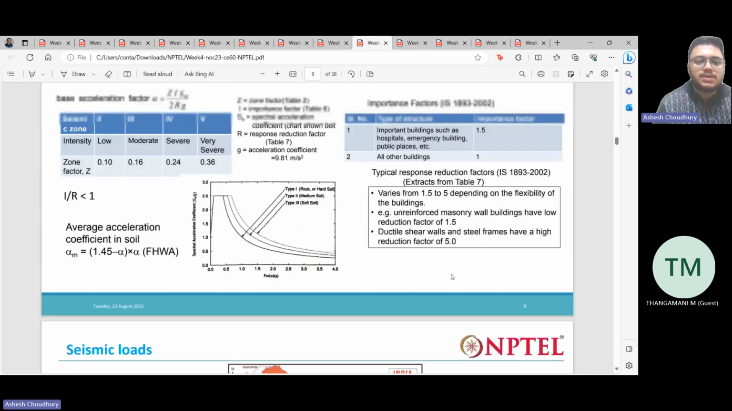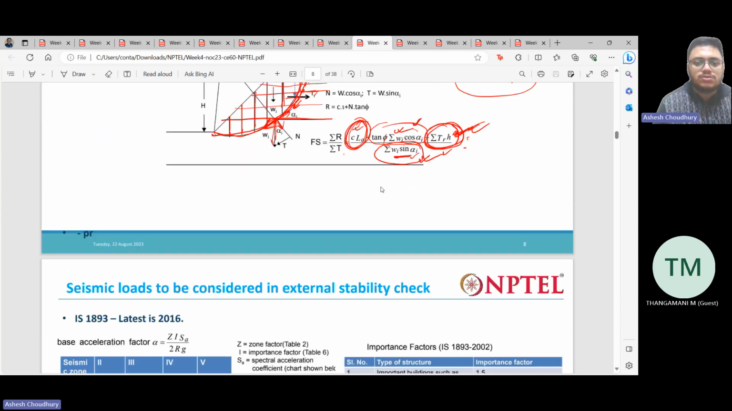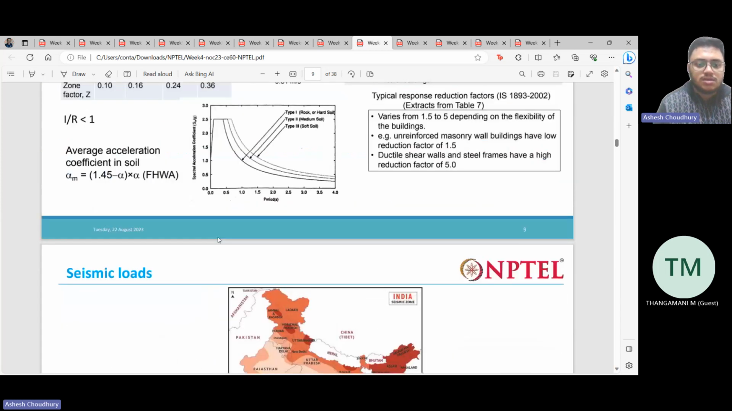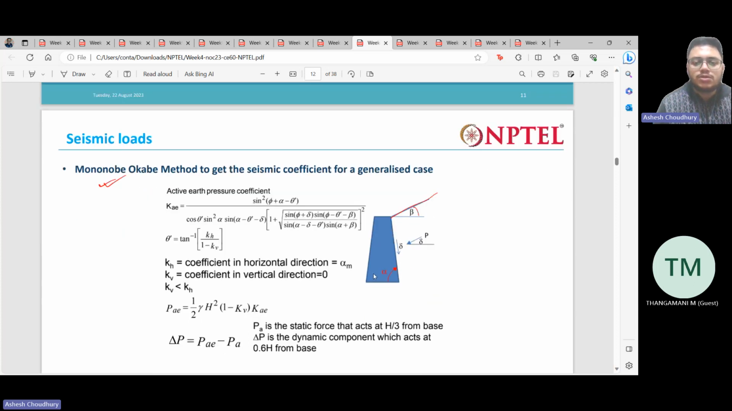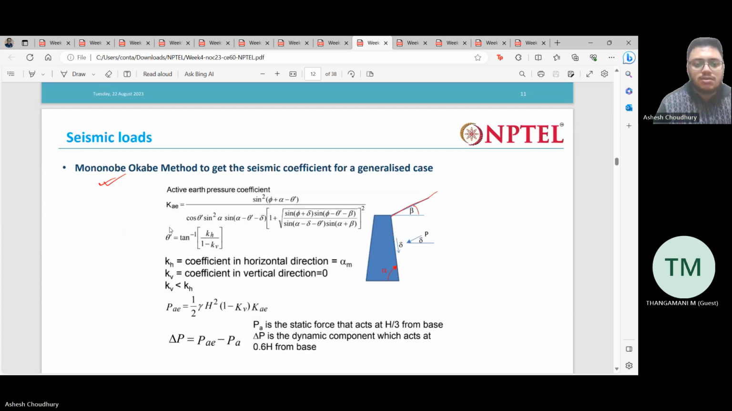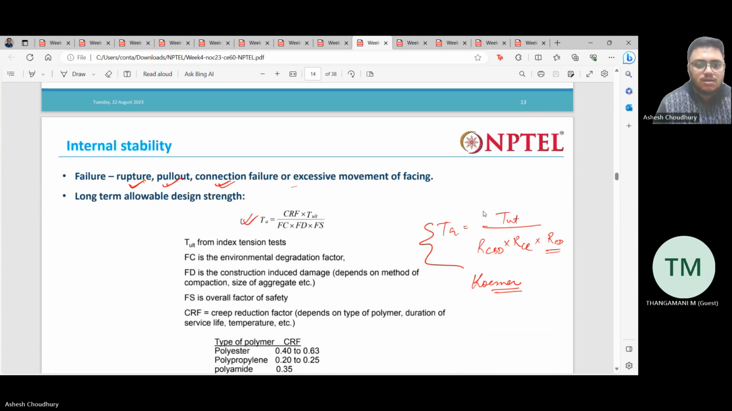So there are various methods with which you can calculate the lateral pressure due to the seismic load. Those are given here. We discussed them, and some problems were also given in the assignments regarding this. This is also important from the exam point of view.